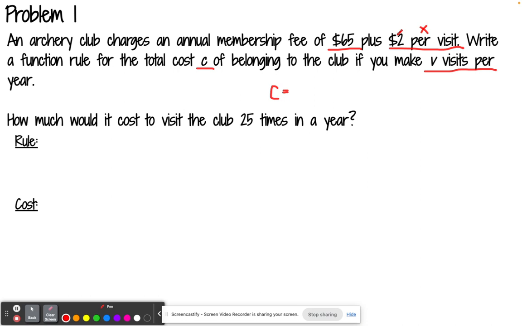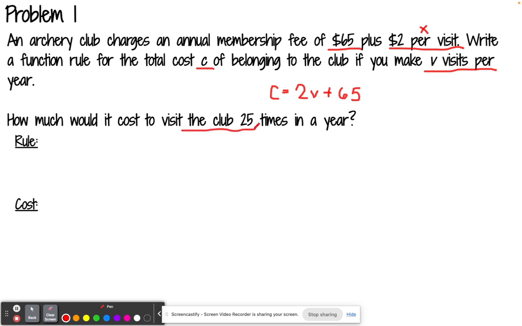Well, we know every time we make a visit, it's going to cost us $2. So $2 per visit. But then we also know we have to pay that membership fee. We don't pay that for every visit. We only pay that once. It's an annual membership fee. So that membership fee is $65. So this would be my rule. My cost will equal $2 for every visit plus $65.